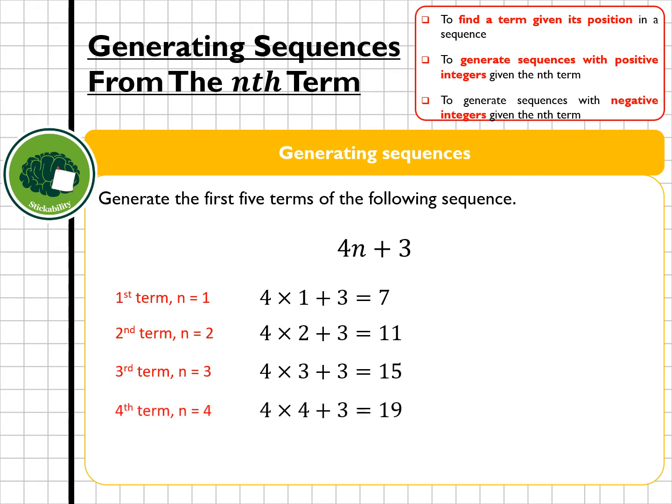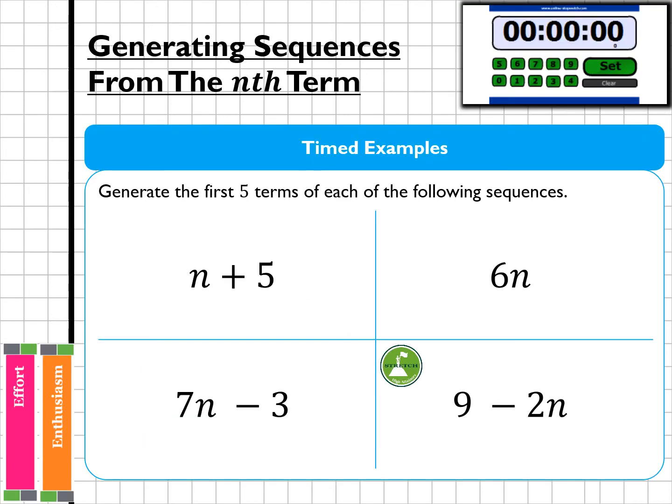I can do the same for the fourth term and the same for the fifth term, remembering at all times to use BIDMAS, which tells me I must multiply before I do the addition. That then generates the first 5 terms of this sequence as 7, 11, 15, 19 and 23. Now it's your turn. Using the example that we just did, can you generate the first 5 terms of these sequences, remembering to use BIDMAS? Pause the video here to give these questions a go.